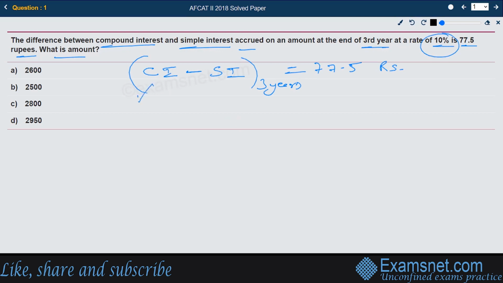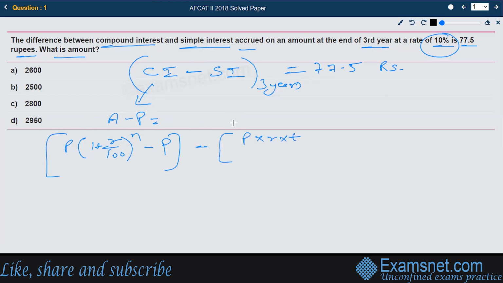We have a formula for compound interest, that is amount minus principal. For the amount, the formula is P into (1 plus R over 100) to the power N. So for P, we have to again write P. This is the compound interest part. Minus the simple interest, where the formula is P into R into T upon 100. And this has to come to 77.5 rupees. So let us put all the values.